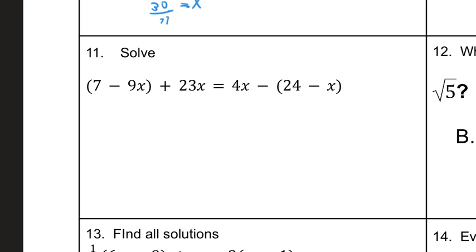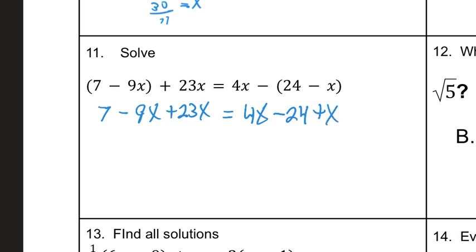And this one, I don't know, it's kind of weird, but okay. 7 minus 9x plus 23x equals 4x minus 24 plus x. Right? 23 take away 9 is 14, I think. 7 plus 14x equals 4x's and 1x is 5x.